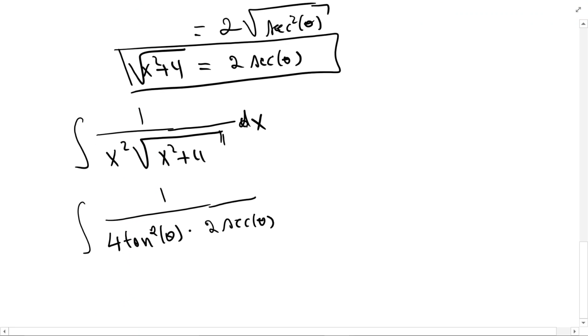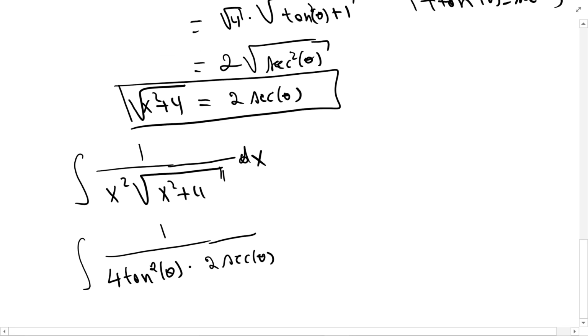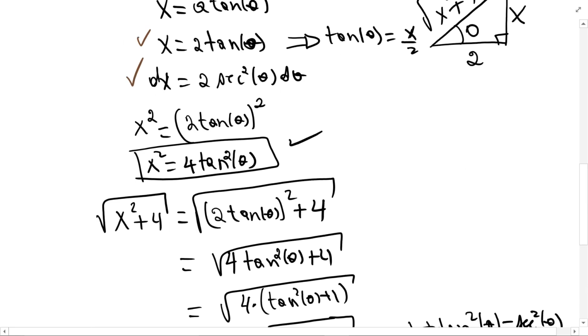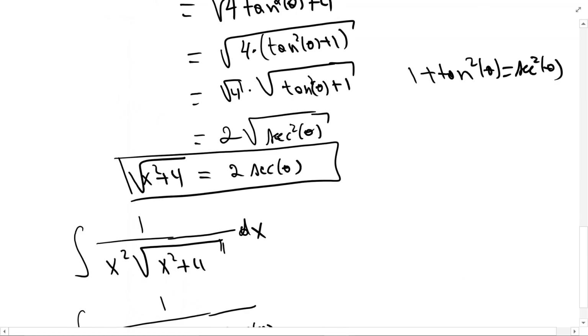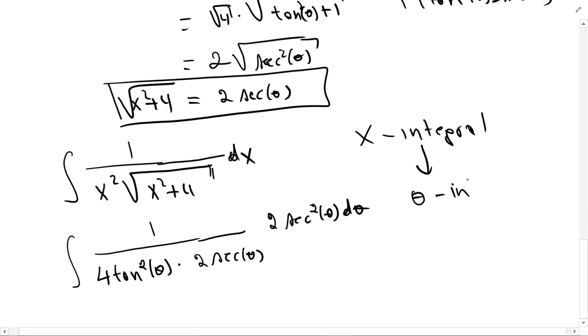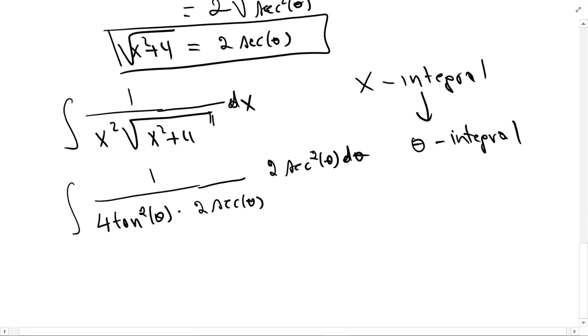And now we go to dx. Now dx is given over here. So dx is 2 times secant square theta d theta. So now we went from the x integral to the theta integral. Okay, so now it's time to solve the theta integral.